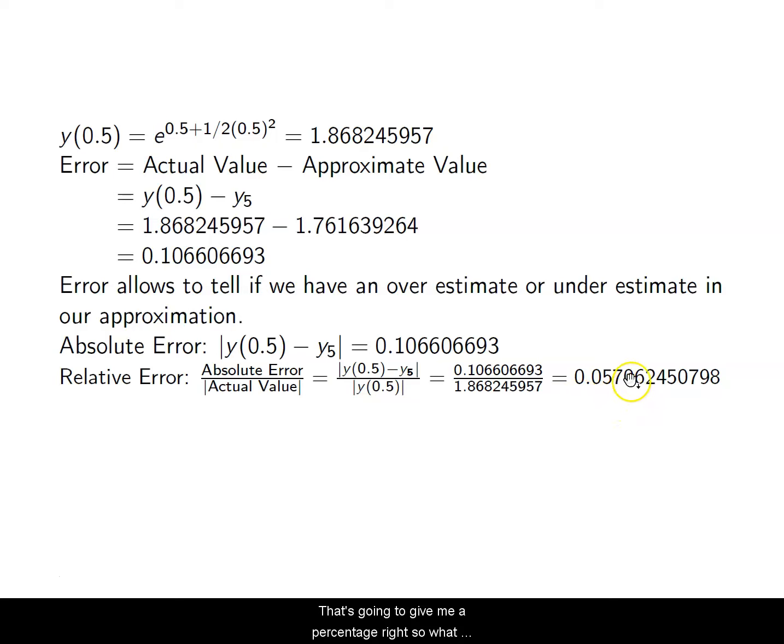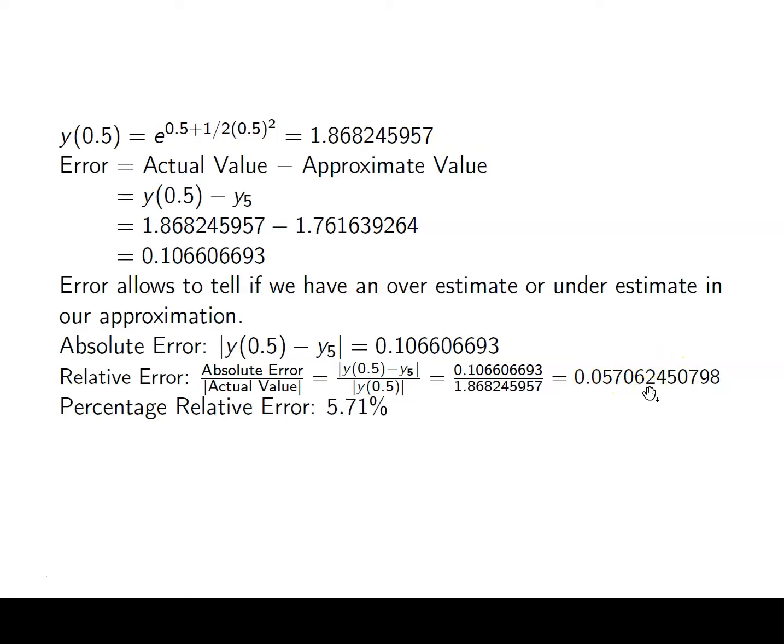So what percentage am I off by? I'm off by about 5.7%. So this wasn't a 10% error, it's just 10% in value, but this is percentage-wise how much I'm off. So percentage relative error is just turning this into a percentage.